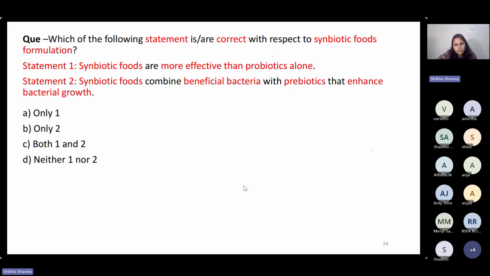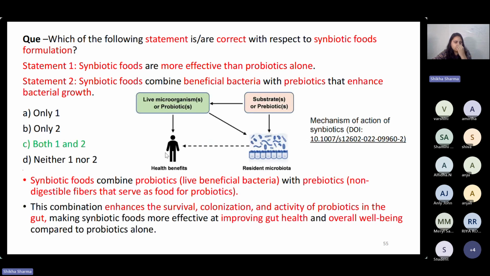Aman C, Anju C, Shiva B. Okay. Let's see. So C is correct here.